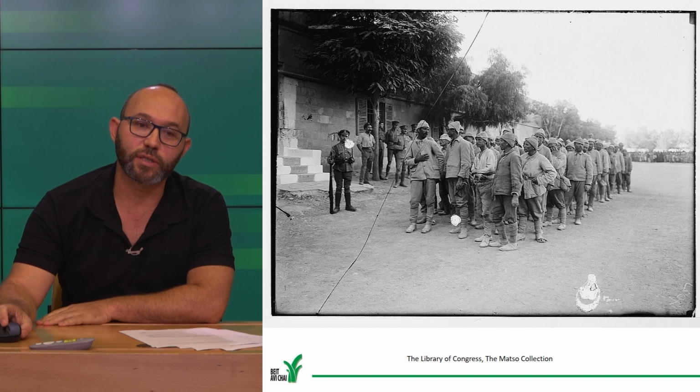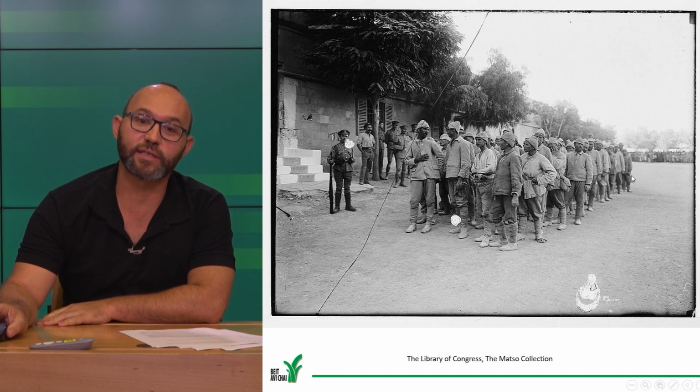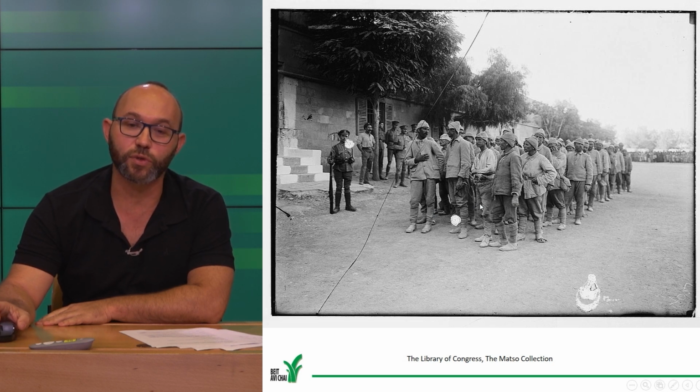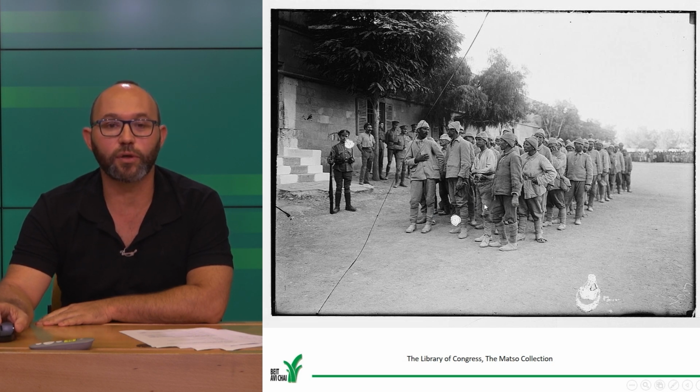In these pictures, you see Turkish prisoners of war led by a British officer in the streets of Jerusalem. And we'll get back to the war and the end of it in our next class.